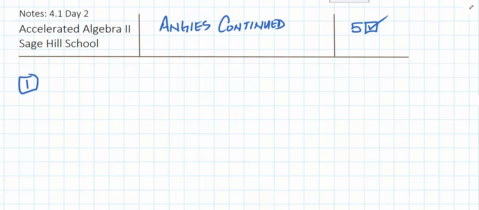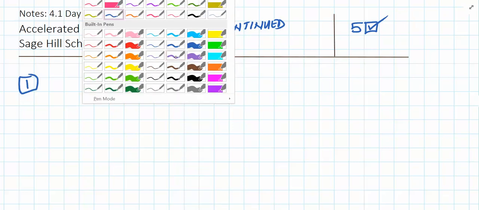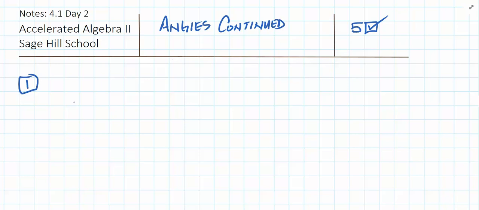Okay, so in geometry class, when you begin to learn about angles, when we draw them, we kind of draw them wherever, floating around in space. So let's begin by talking about drawing.